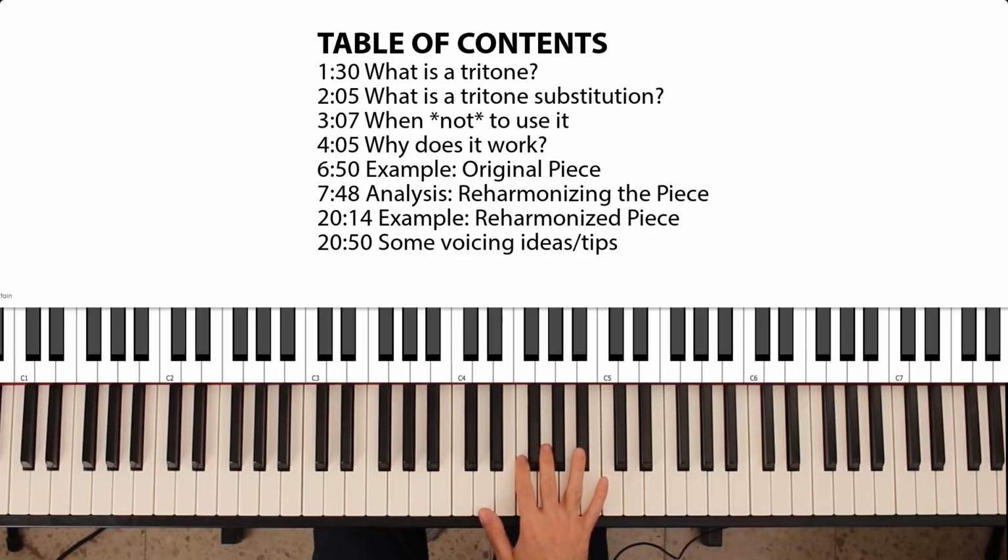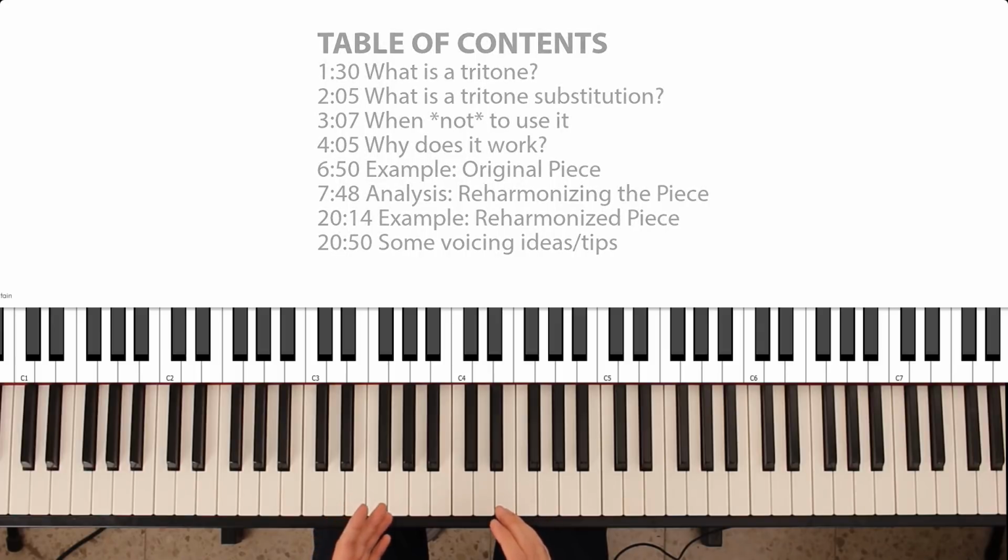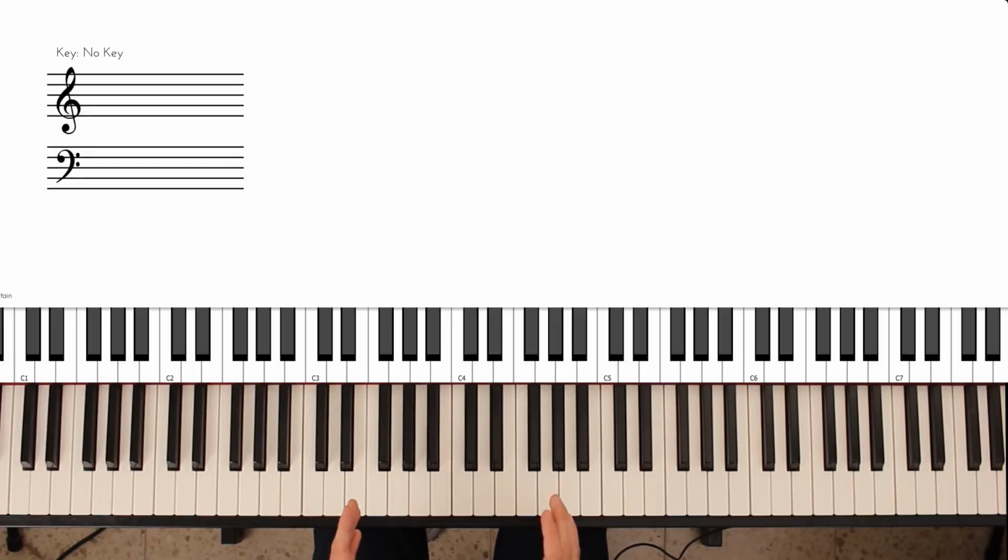Okay, so let's start by defining what a tritone substitution is. In its simplest form, it tells you that when you have a dominant chord, you can swap it out, substitute it for another dominant chord, which is a tritone away. A tritone is an interval that is 6 semitones.